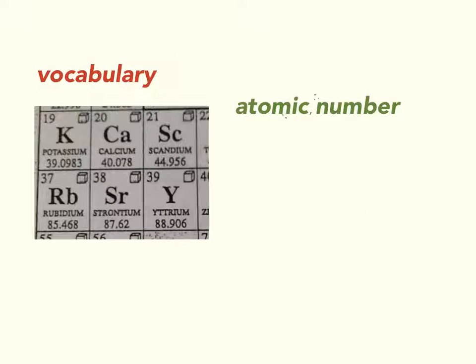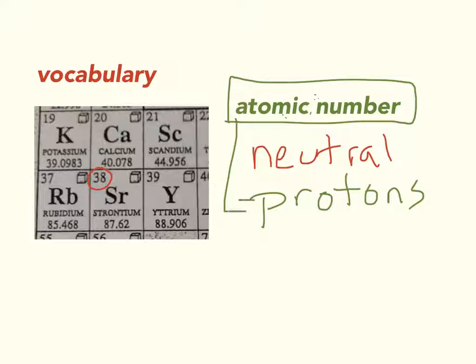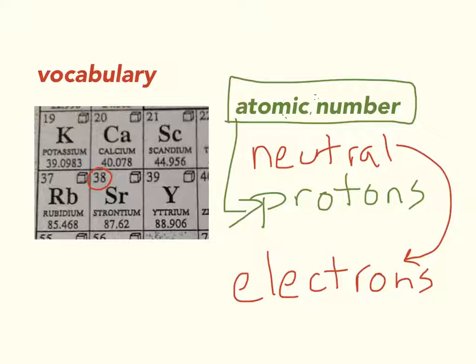Atomic number, again, is the top number on the periodic table. The atomic number for neutral atoms tells you the number of protons, and it always is the number of protons. So the atomic number always tells you the number of protons. But in a neutral atom, it also tells you the number of electrons. So the atomic number is the number of protons and the number of electrons in neutral atoms.